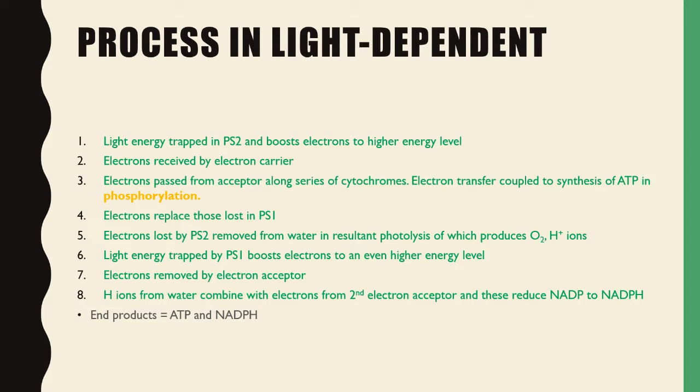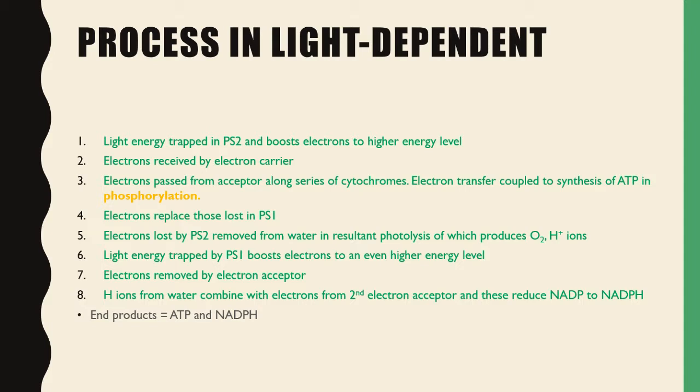The electron transfer is coupled to the synthesis of ATP and phosphorylation, as we know from respiration. So the electrons that are passed along the acceptor along the series of cytochromes, which are coupled to the synthesis of ATP and phosphorylations, replace those lost in photosystem 1, because photosystem 1 also loses electrons. So they gain their electrons back through photosystem 1.